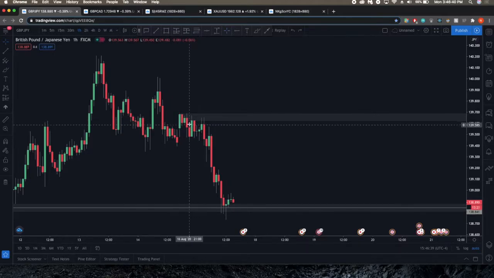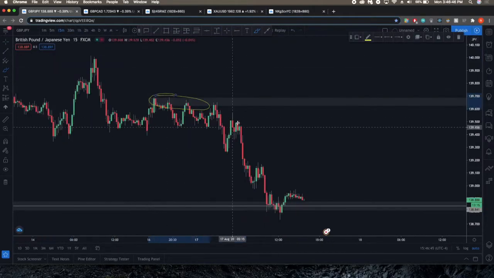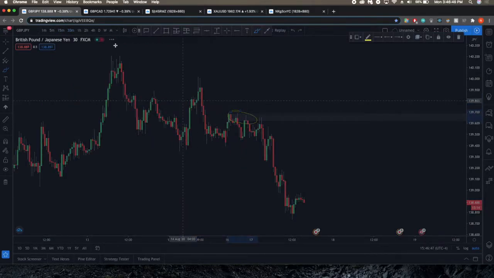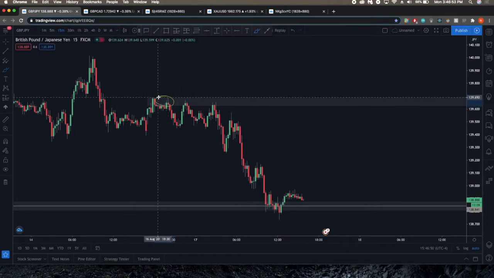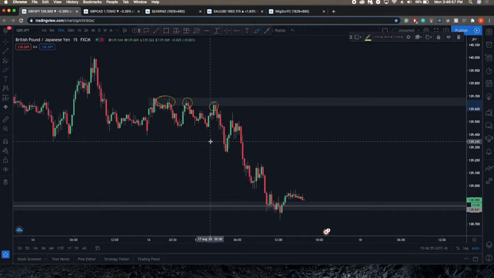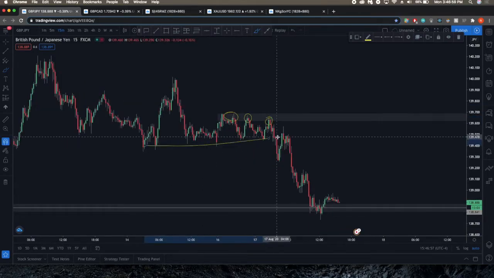Pre-London. So these candles right here, they're forming resistance. And then you go into like 30 minute, 15 minute, and then you can see, hold on one second, it's gonna make me delete these first. You can see right here, lower high, then this is even lower. And you see how we're compressing, right? Whenever this happens, there's usually a move.